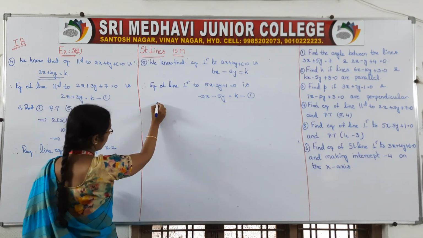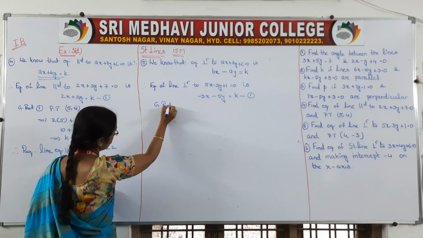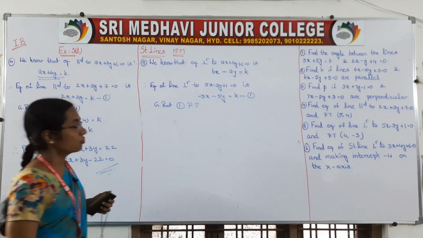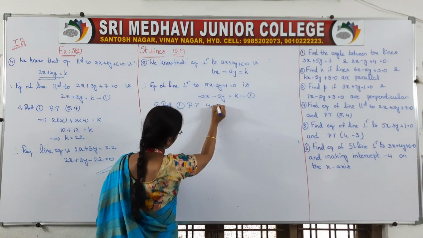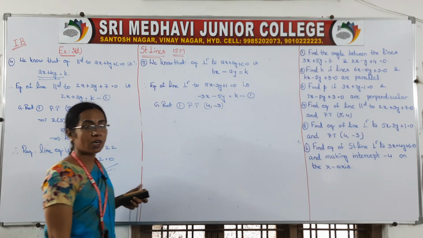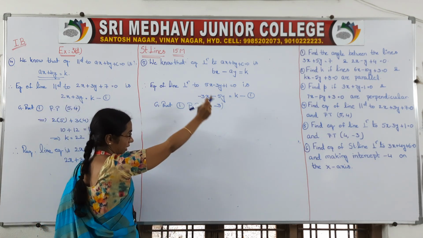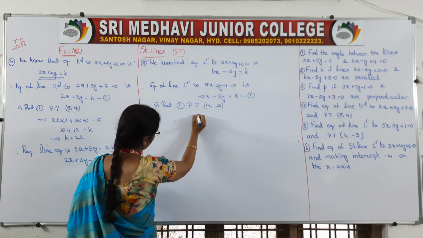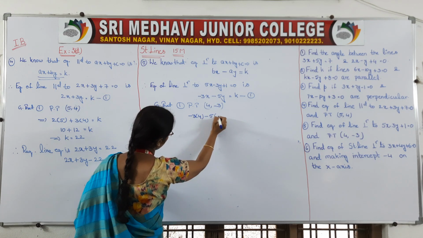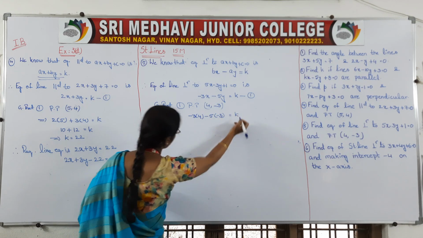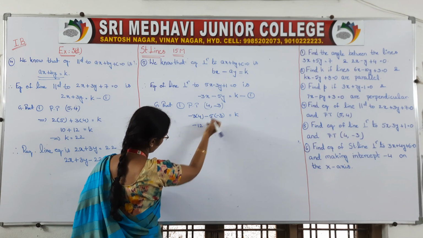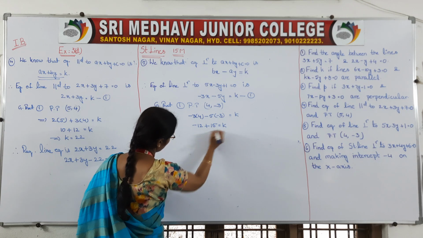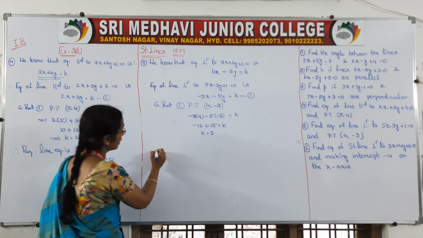And it is given in the question that line 1 passes through which point? It passes through 4 comma minus 3. The x coordinate should be substituted in the x place, the y coordinate in the y place. So minus 3 into 4 minus 5 into minus 3 is equal to k. So this is minus 12 plus, minus into minus is plus, 5 times 3 is 15, is equal to k. K is equal to 3.